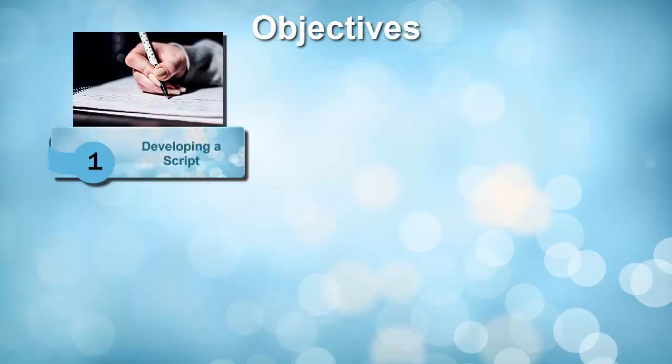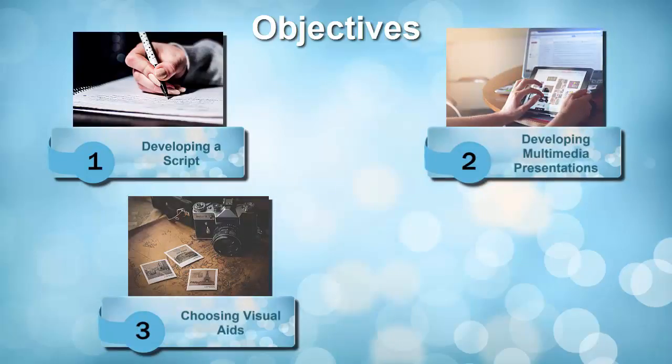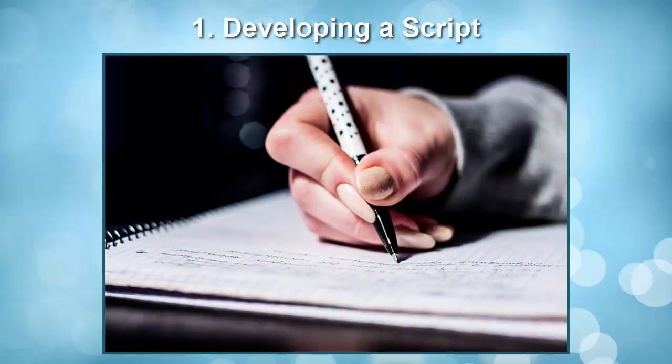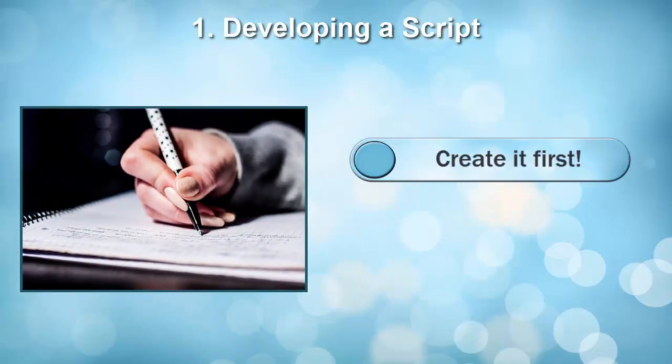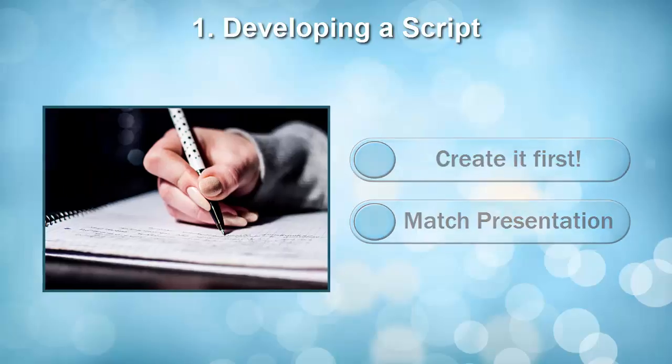The objectives for this lesson are developing a multimedia script, developing a multimedia presentation, assessing and selecting appropriate visual aids, and performing practice presentations. The first objective is developing a script. It is very important to do this first before you develop your multimedia presentation and add visual aids. If you have a prepared script on what you want to say based on research, all you need to do is match the multimedia presentation components and the visual aids to what you are talking about.